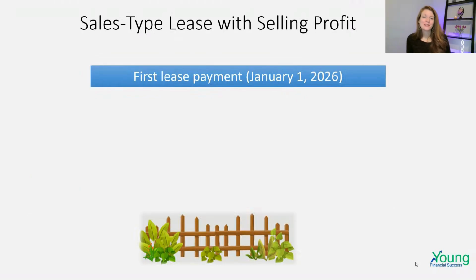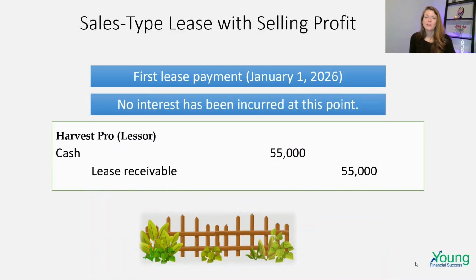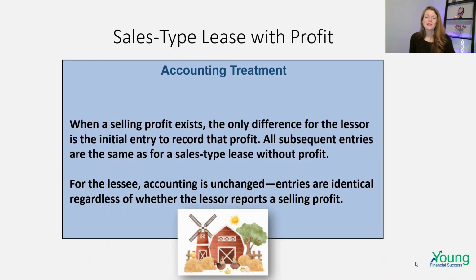All right, so what does the first lease payment look like whenever it is a sales type lease with profit? So we just saw what it looked like to go ahead and record the profit. But then after that, it just looks the same. So the first payment, which is made on the first day of the lease, is just going to be cash coming in for the payment amount, and then the lease receivable decreasing. And then the lease payments after that, just the normal way with the interest. Nothing has actually changed except for that very first entry, and that's only for the lessor because they're the only ones showing any profit. So no interest at this point, but they would in the future payments.